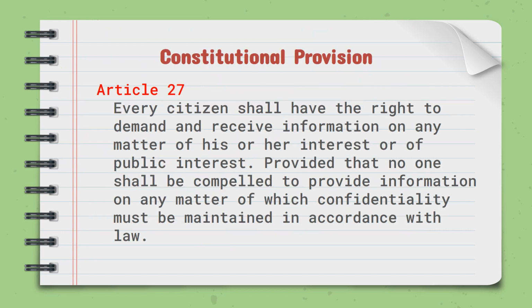Our Constitution in Article 27 preserves right to information as fundamental right. It says, every citizen shall have the right to demand and receive information on any matter of his or her interest or of public interest, provided that no one shall be compelled to provide information on any matter of which confidentiality must be maintained in accordance with law.